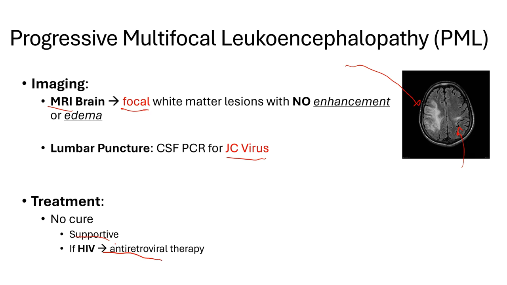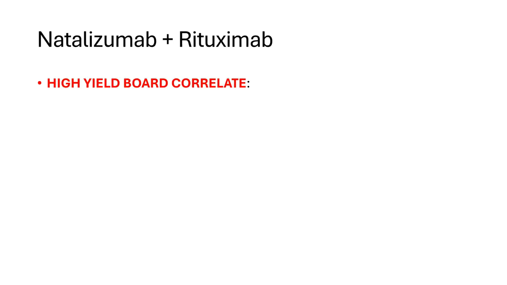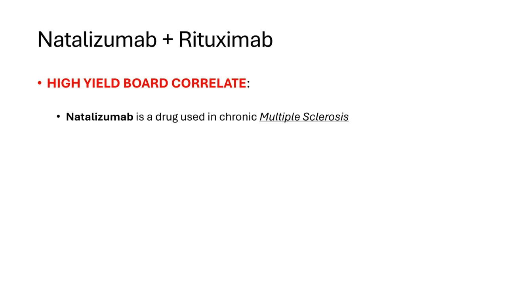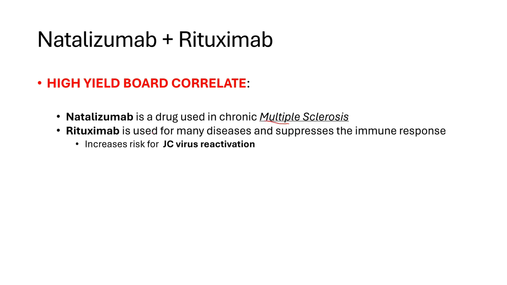Sometimes, like I mentioned, this can also be caused by immunosuppressant therapy. The two big immunosuppressant therapies are going to be natalizumab and rituximab, and this is very commonly tested for your board purposes. Now, natalizumab is a drug used in chronic MS. Rituximab is used for many diseases and suppresses the immune system. Both of these can increase the risk for JC virus, which is an opportunistic demyelinating disease.